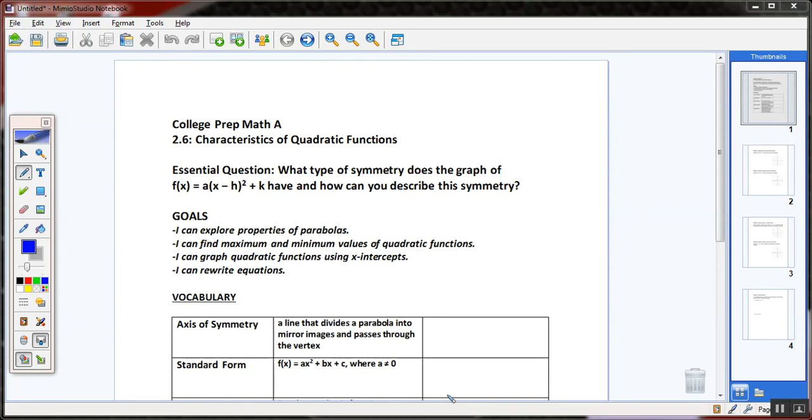2.6 here for college prep today is titled Characteristics of Quadratic Functions. Okay, and the thing we're trying to answer today is right here. How about a volunteer to read this for me today? What type of symmetry does the graph of f of x equals a in parentheses x minus h squared plus k have, and how can you describe this symmetry? What's this word mean right here?